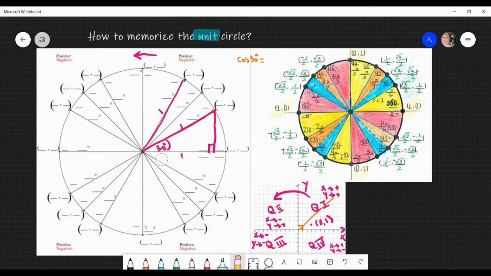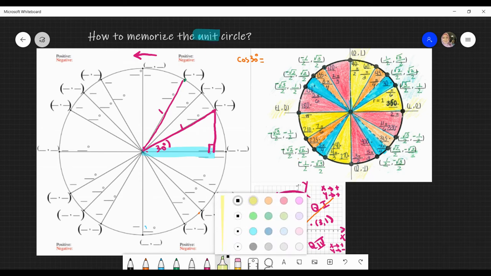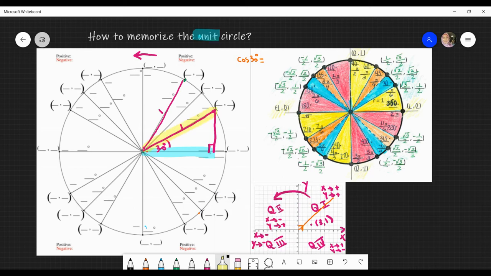So now we can erase this. I'm looking for the adjacent side, which is this, adjacent, over the hypotenuse. And the hypotenuse is equal in this case, so I'm going to highlight it in a different color. This is the hypotenuse. This is adjacent. This is hypotenuse. And as you notice, the hypotenuse is a radius, and that's why the hypotenuse equals 1. So it's basically A over 1, which is just the adjacent side.